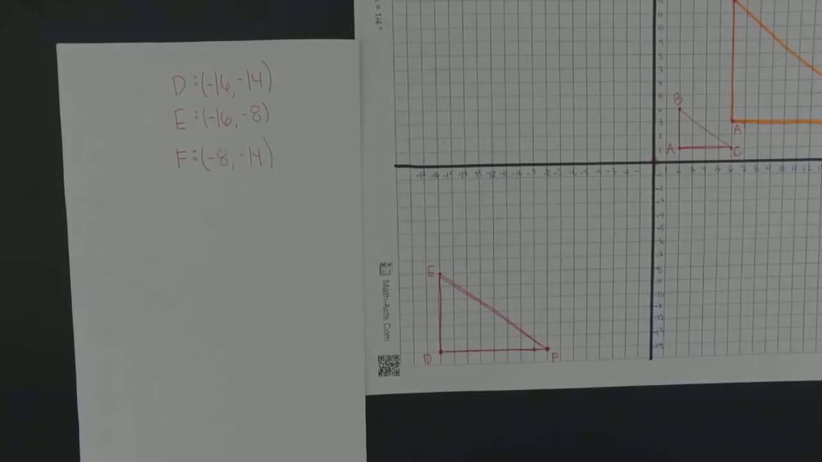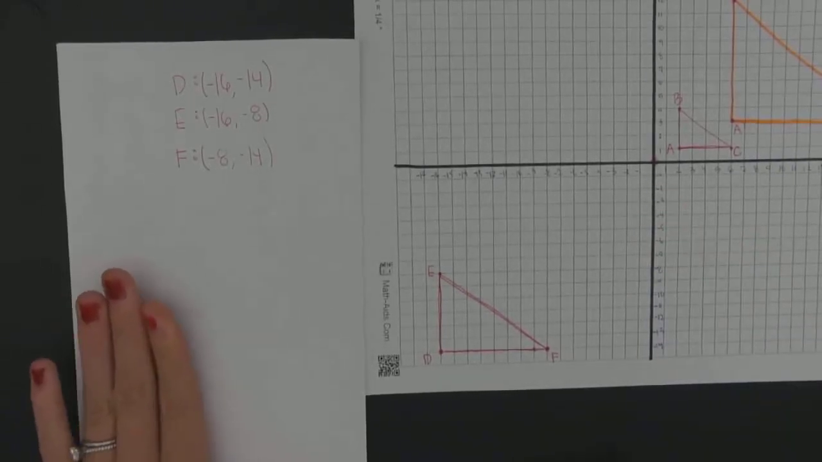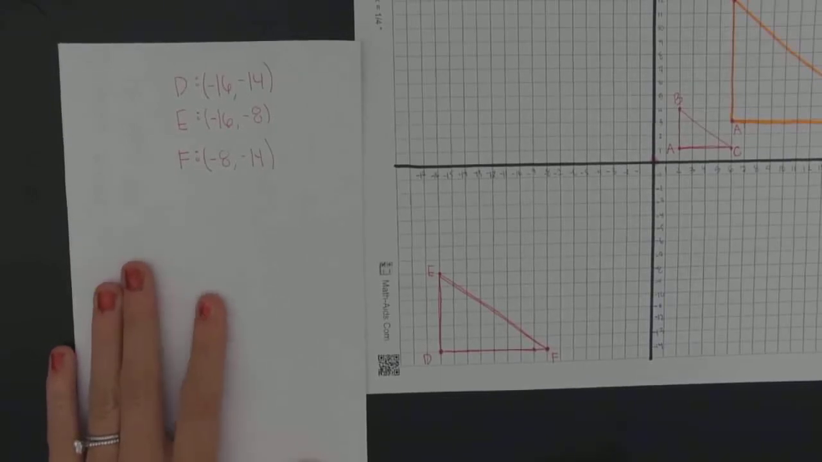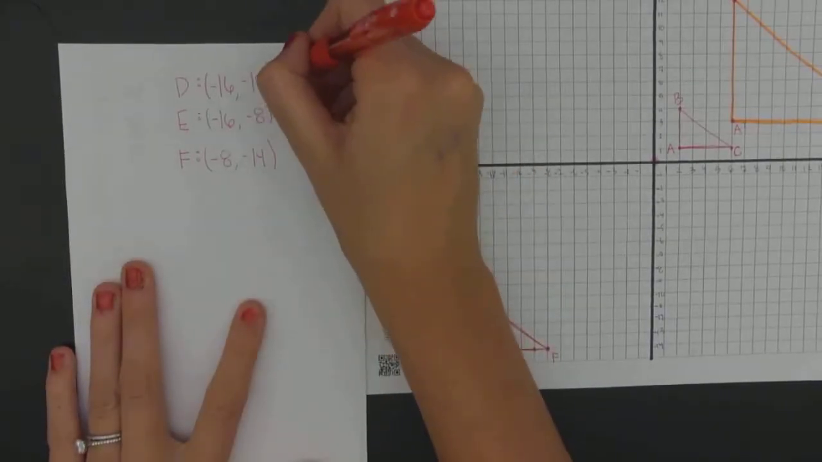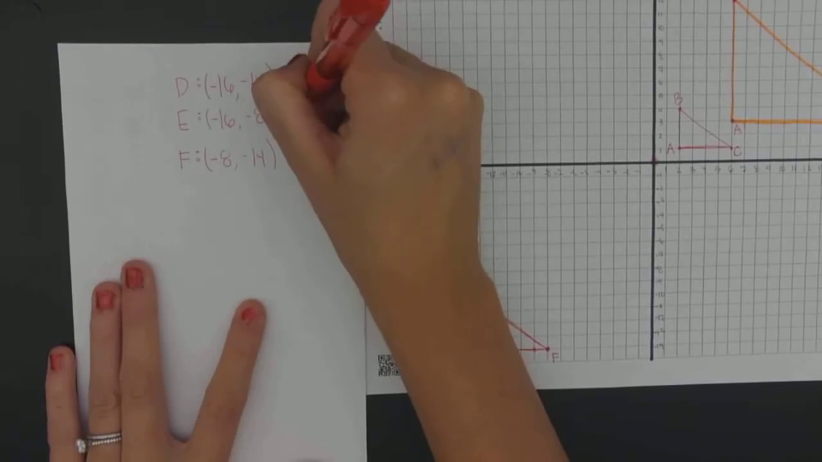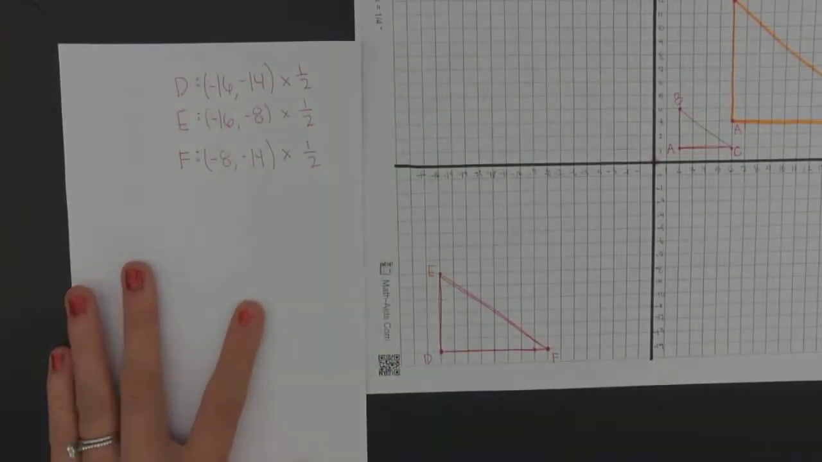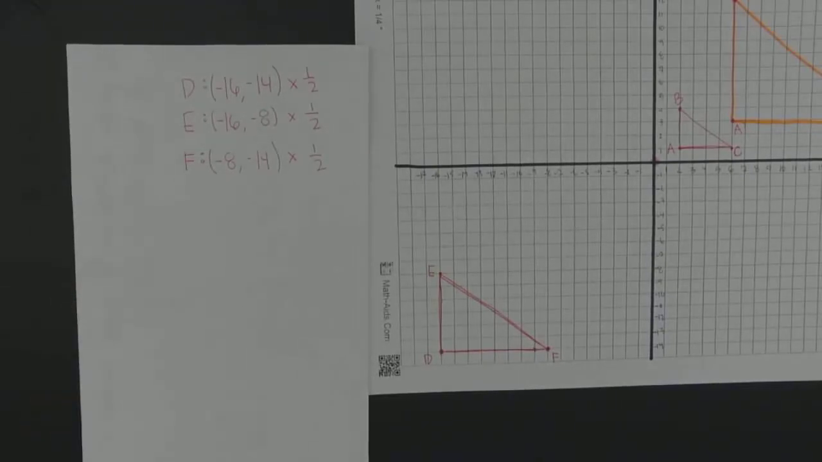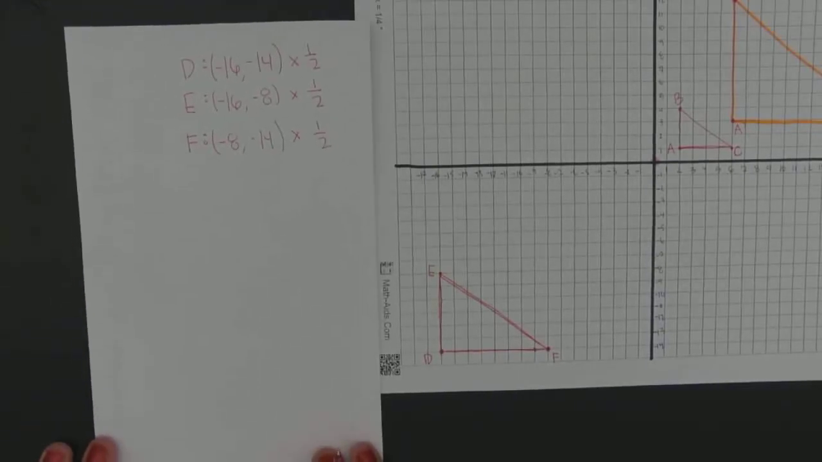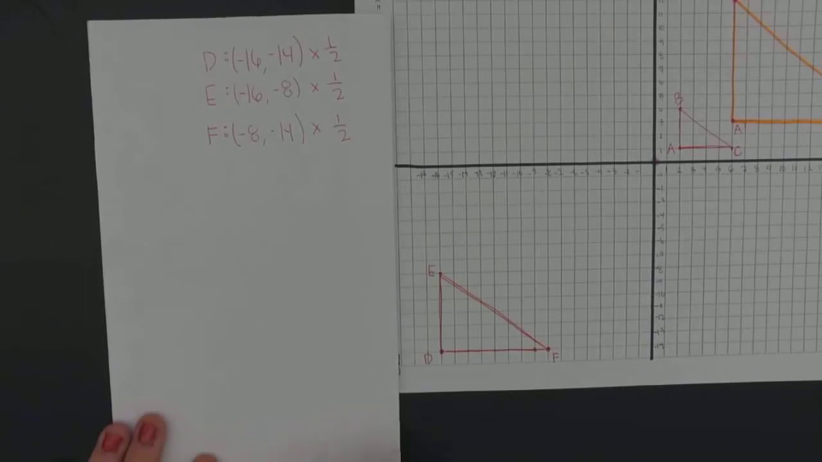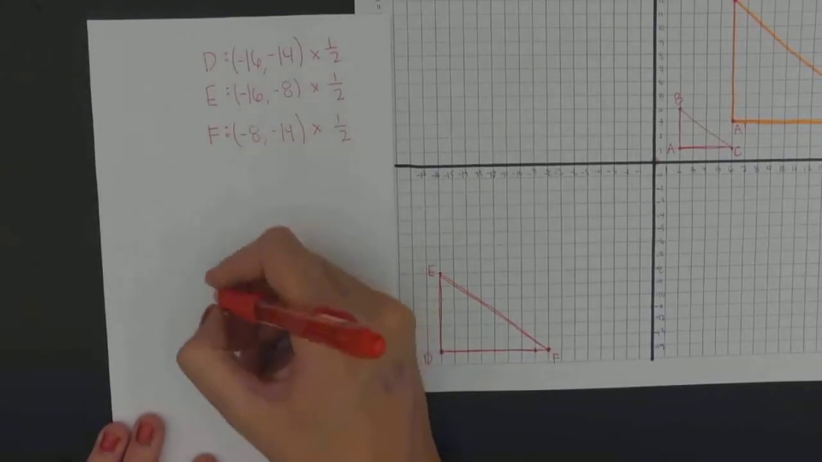Okay, so in the last video we said anytime you're doing it from the origin, you can just multiply by the scale factor. So because our scale factor is 1/2, I am just going to multiply my coordinates by 1/2. Okay, when you multiply by 1/2, it is the same as dividing by 2, right? I'm going to do a quick example down here to show you.